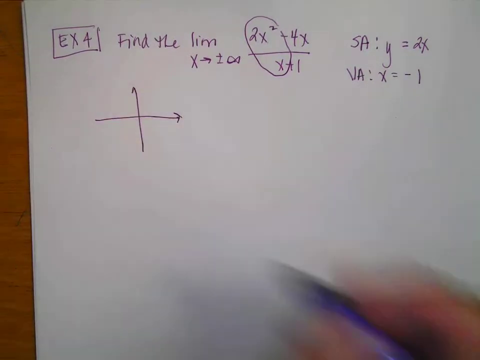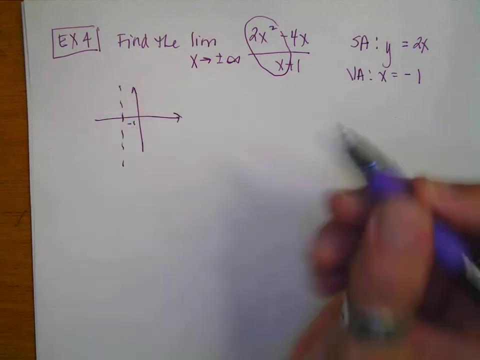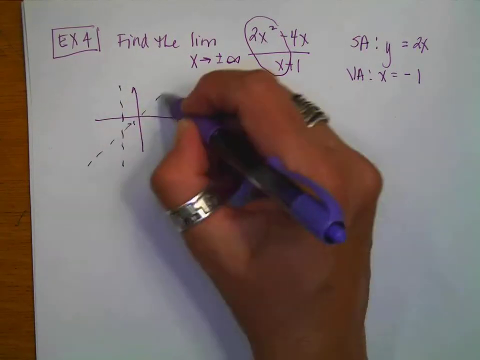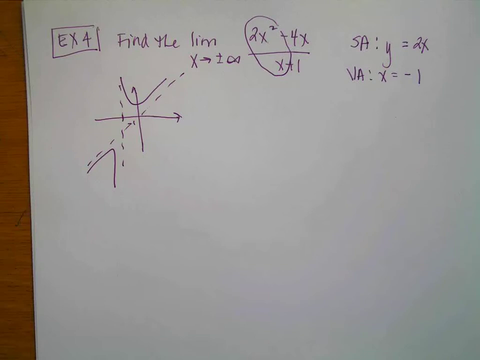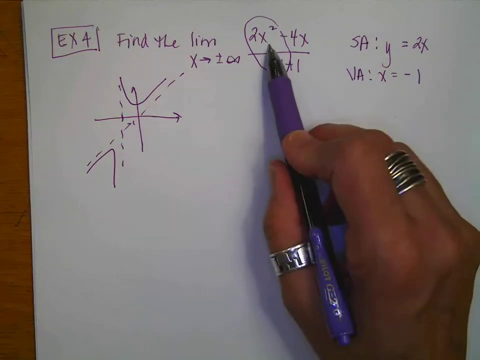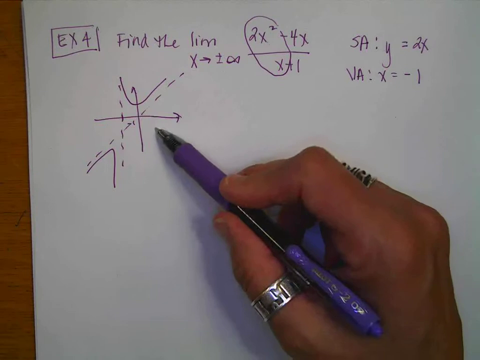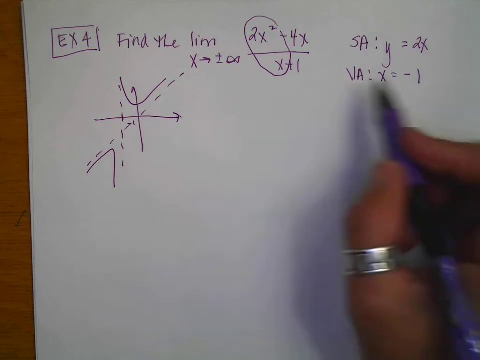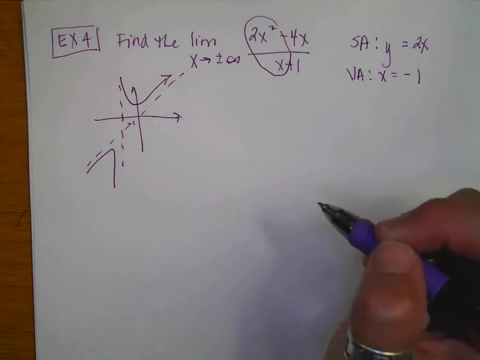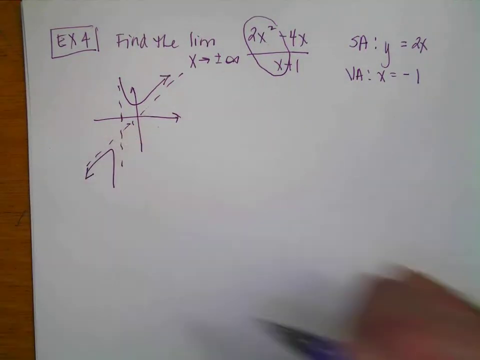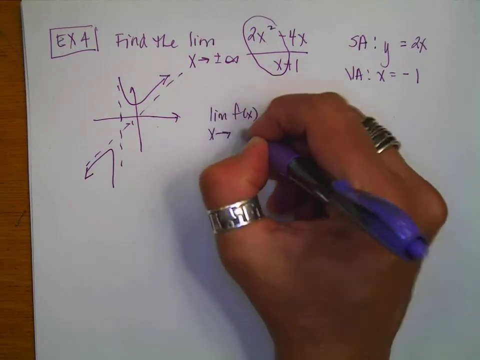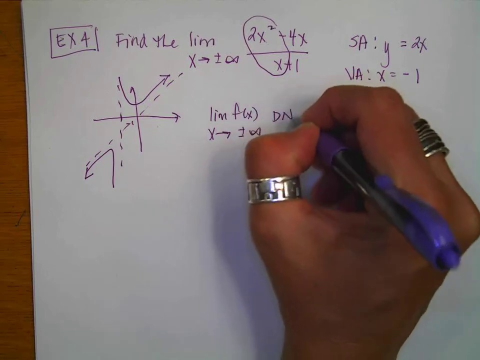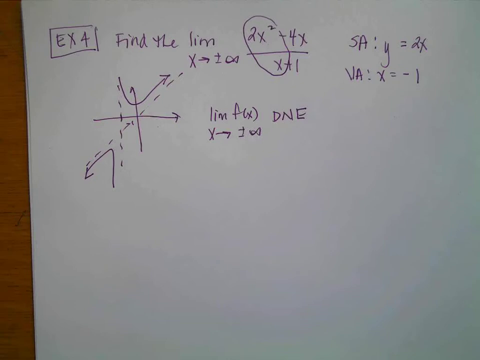So in general, I have a vertical asymptote at negative 1, and I have a slant asymptote of 2x. So my curve is going to look something like this, give or take a little bit. I probably do have x-intercepts up here at the top, but for right now, this gets me what I need. Notice that the function is approaching positive infinity or negative infinity. Therefore, the limit of the function as x approaches plus or minus infinity does not exist because the function is going to increase without bound.